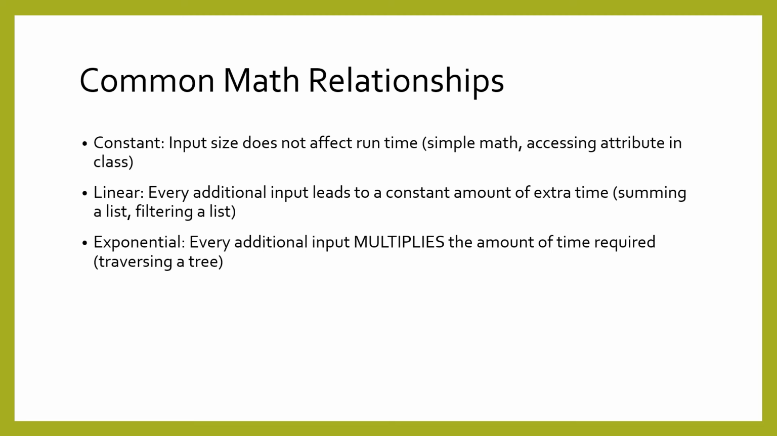The next relationship, though, is linear, where every additional input requires another unit of time. This happens easily with list operations, such as summing or filtering a list. The last relationship we'll talk about here is exponential, where the input size increasing means multiplying the time required. We see this when we deal with trees. If every child of the tree has two children of its own, that means we are doubling the amount of work each time we add another element. We will talk about trees later. Exponential growth can get out of hand quite quickly, and is not a good situation to be in. Ideally, our programs would be constant time, but that is rarely the case for most interesting programs.